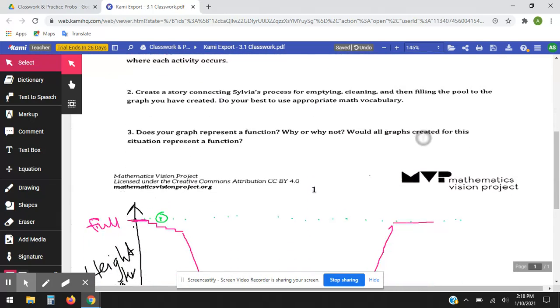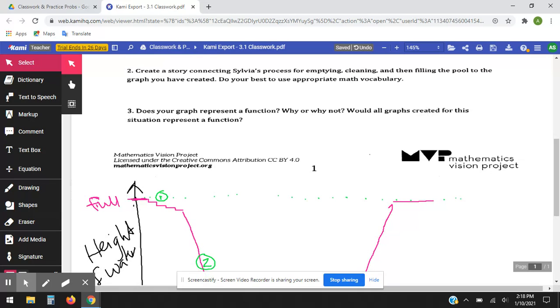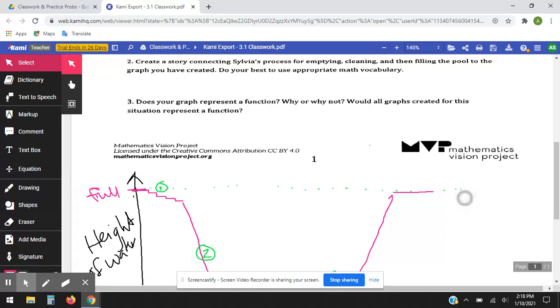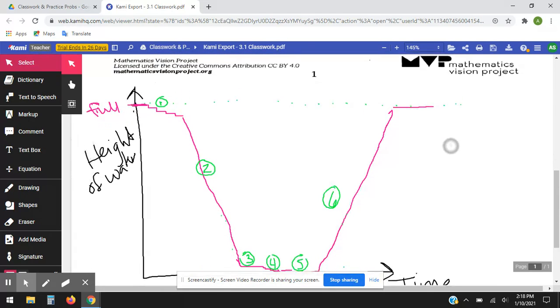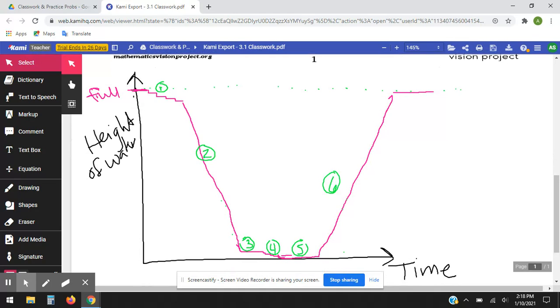So create a story connecting Sylvia's process for emptying, cleaning, and then filling the pool to the graph you have created. Do your best to use appropriate math vocabulary. So that's kind of what we just did. Sylvia decides she needs to clean her pools to get ready for the pool party.